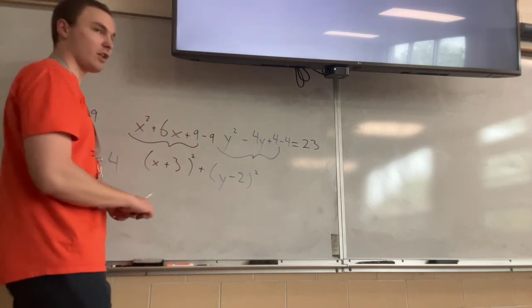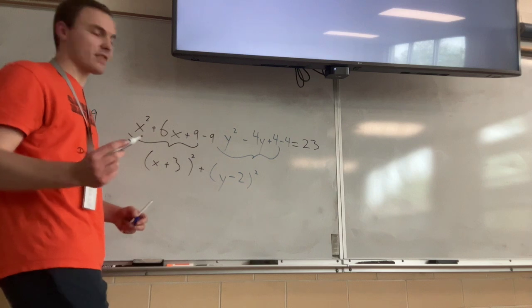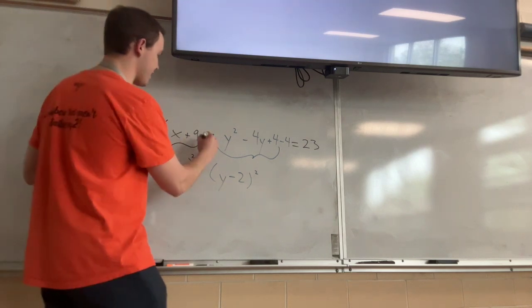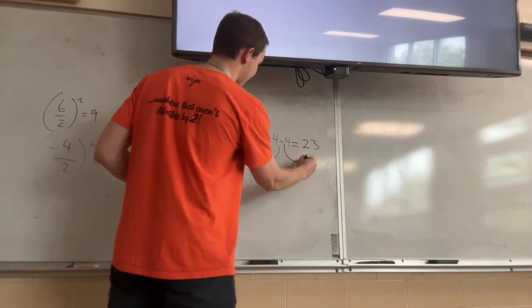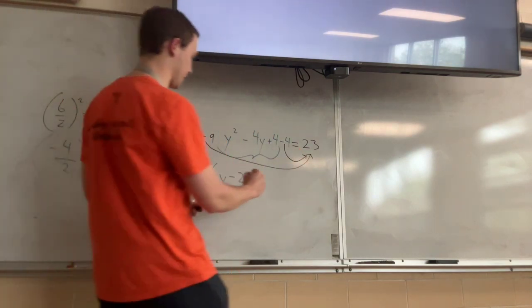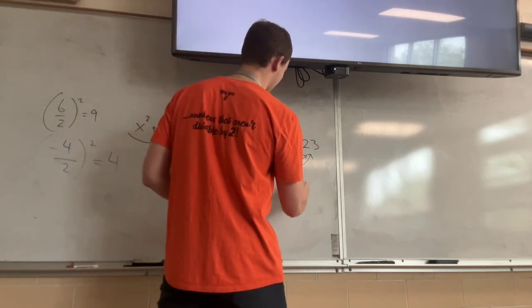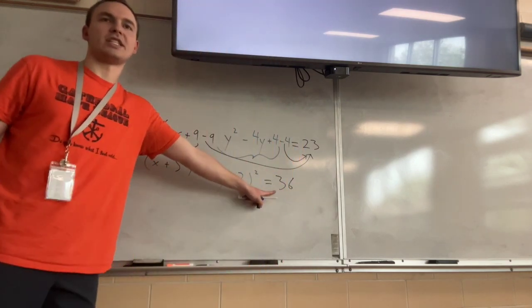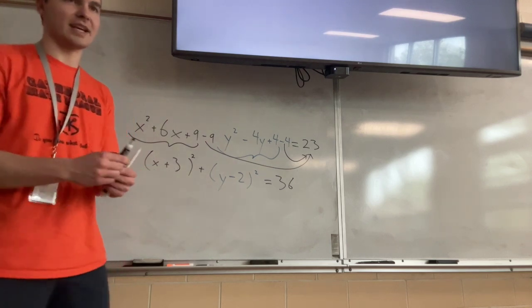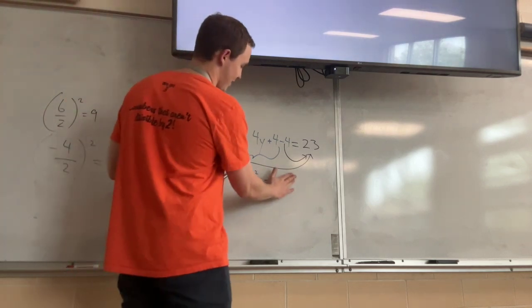Okay. Don't forget, guys, the little detail of add the 9 to both sides. Add the 9 over here. Add the 4 over here. Okay, so it's 36. It all equals 36. Is anyone confused where the 36 came from? Okay. How do I rewrite 36 as something squared? 6 squared.